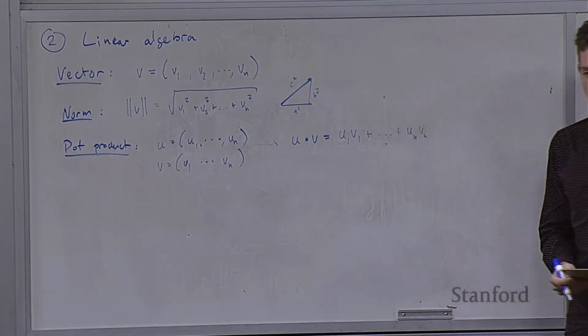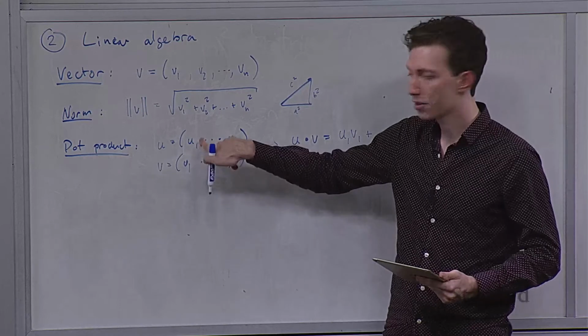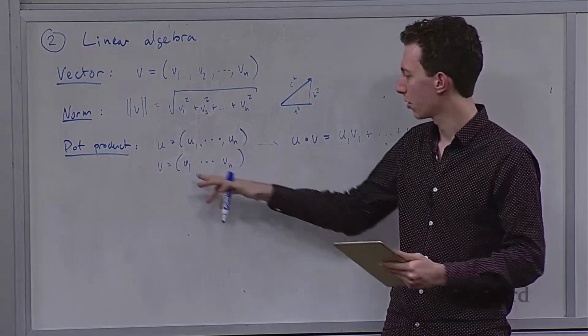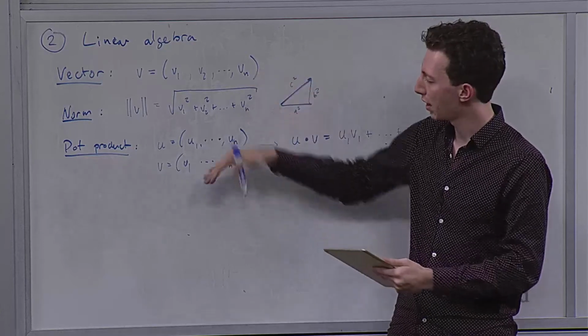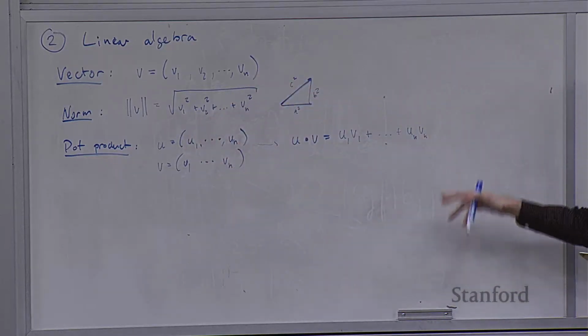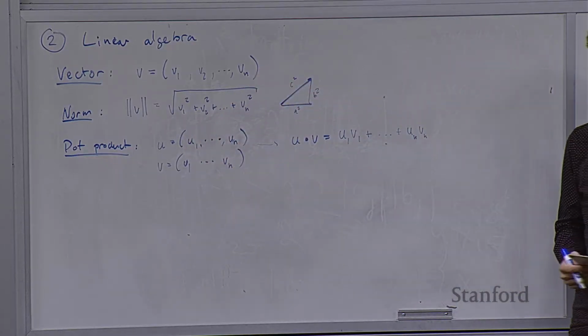A nice way you can picture this is you stack these two vectors together and take the product. So I have v1 times u1, through vn times un, and then I just sum across that whole vector. That gives me the dot product.